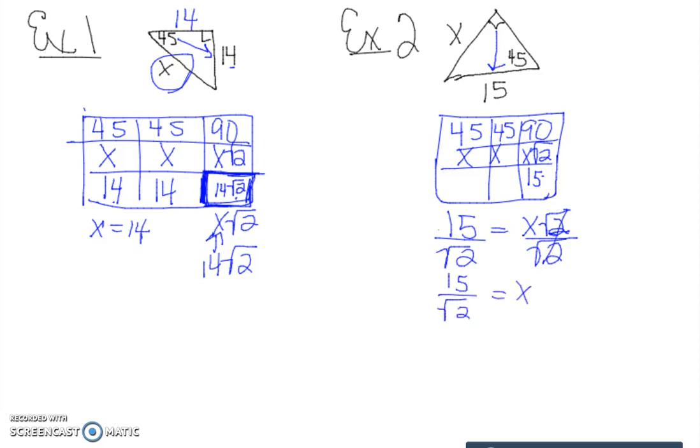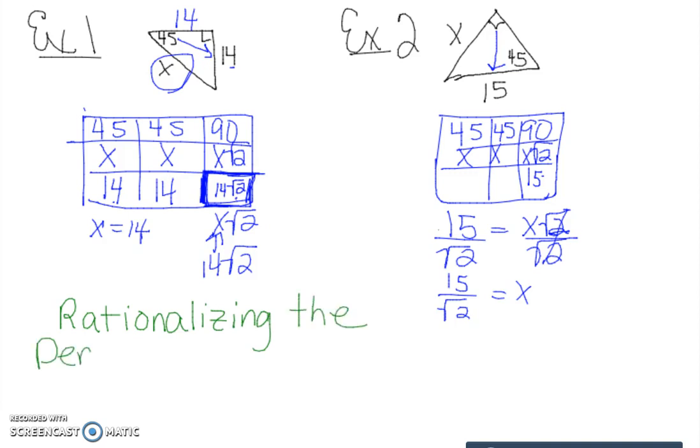Now we have a problem because we're not allowed to have a square root in the bottom. It's considered an irrational number, and in order for a fraction to be complete, it has to be a rational number. So now we need to talk about something called rationalizing the denominator. This will need to be completed anytime we have a radical in the denominator.